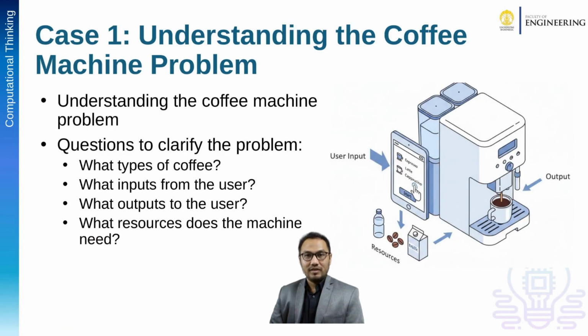Let's start with the coffee machine. Before decomposing, we must understand the problem. We ask, what coffee can the machine make? In our case, 4 hot drinks: espresso, americano, cafe latte, and macchiato. What does the machine need from the user? A drink choice and a payment method, either cash or QRIS.